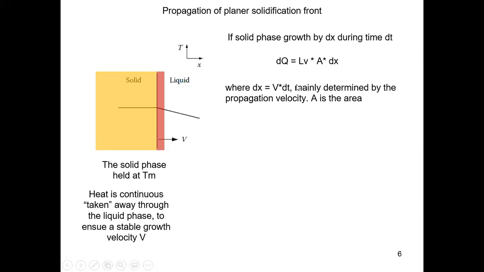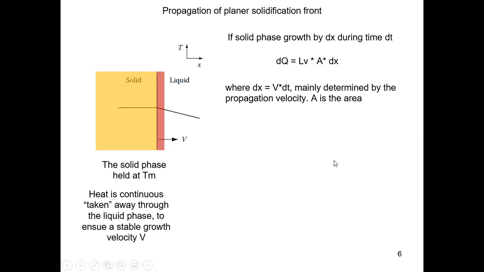Okay, so that's that. And we already said that the relation between dx and v is given by this, right? So we consider this occurring during time dt, and through this we can define the propagation velocity we call v, or we can express dx as v times dt. But remember dx is simply the thickness of this small slab of solid just formed from the liquid.